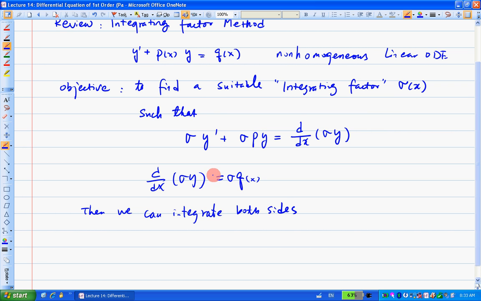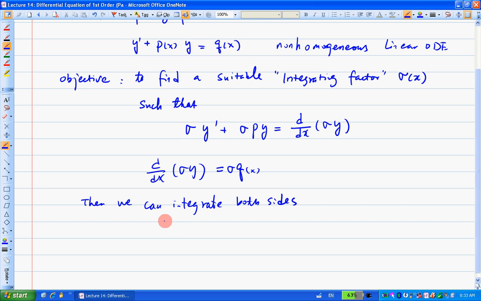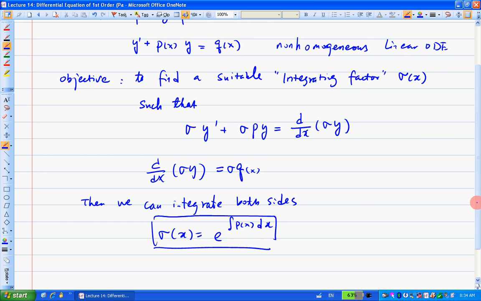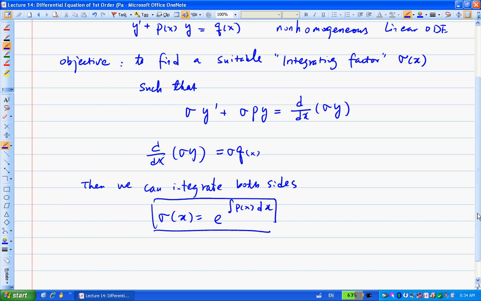So what would be the sigma here? We went over some steps. Basically, you use the product rule to expand this term right here and solve for sigma. So we can find that our sigma is this. Okay, this is our sigma here. This is the integrating factor.